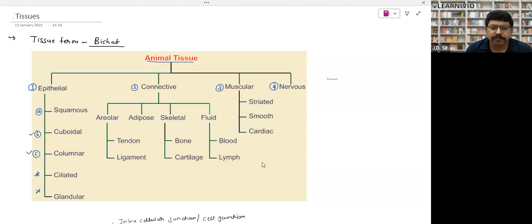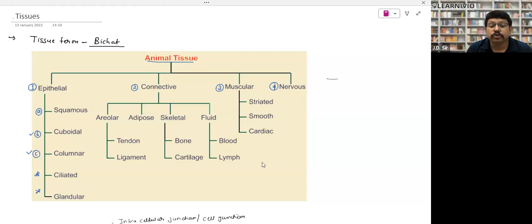So areolar tissues are very loose kind of. Then come to the adipose. Adipose tissues are those tissues which collect fat. Then come to skeletal tissue. Skeletal tissues are basically made up of bone, right? They make our body structure, or they give support to our body. So they are bone and cartilage. Bones are the solid one and cartilage are the plastic.